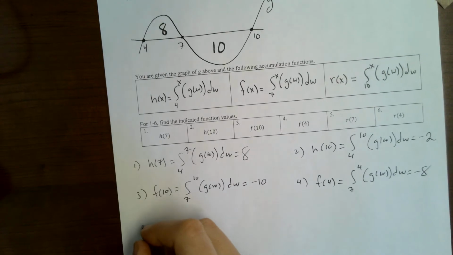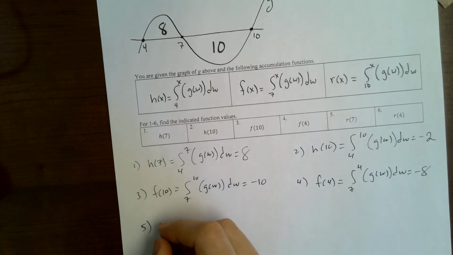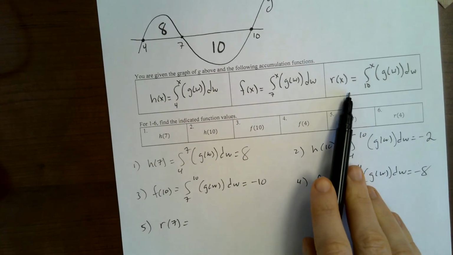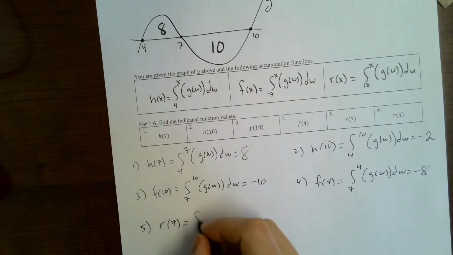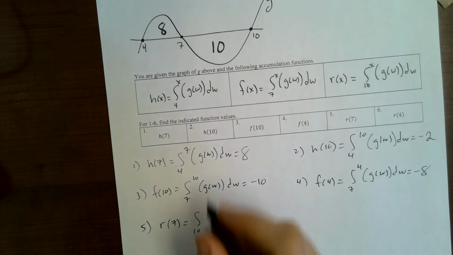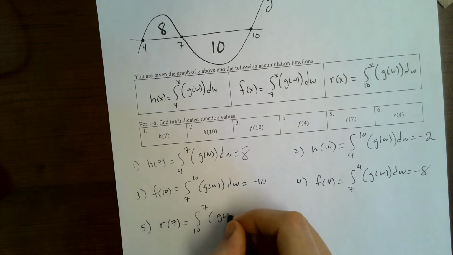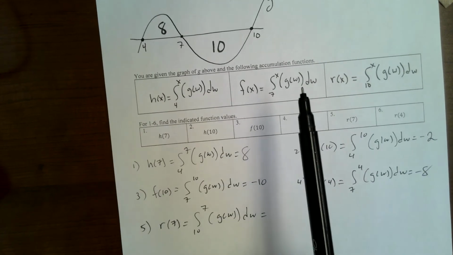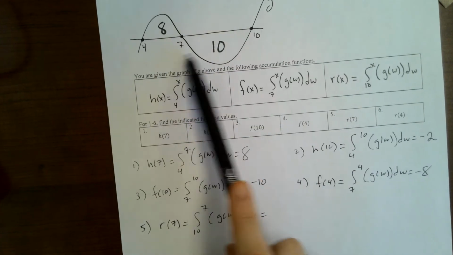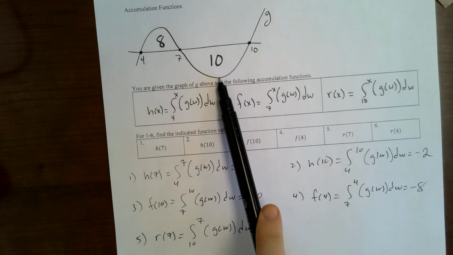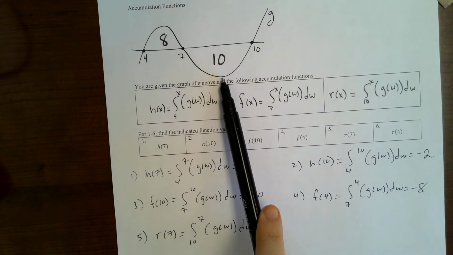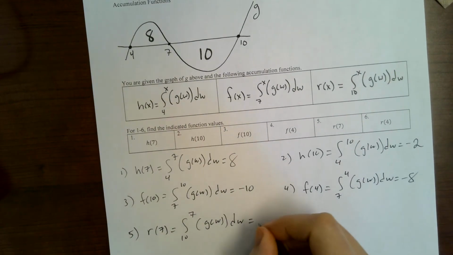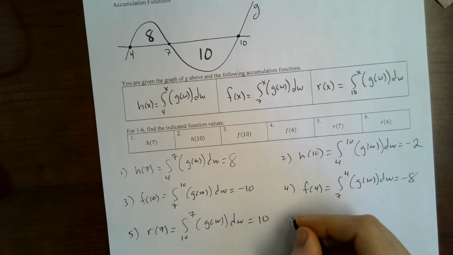Okay, so 5, R of 7. R is defined using this accumulation function. So it's the integral from 10 to 7 of G of W dW. From 10 to 7, we're going backwards. The area is negative 10, but we're integrating backwards, so we have to negate it. So that would be positive 10.